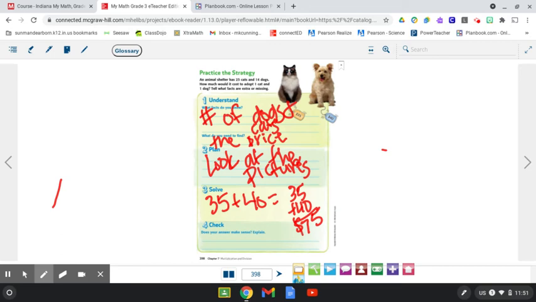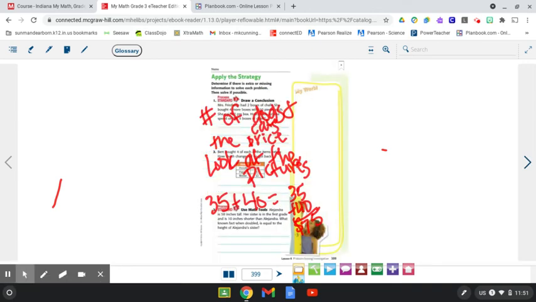I'm not going to make you write anything here. Yes, it makes sense. $75 for one cat and one dog. 35 plus 40 equals 75. Okay? So you have to look at everything with the problem. You can't just look at the actual problem here. That's what they're trying to teach us, okay? So let's go to our next page. And let me get my screen cleared off here.